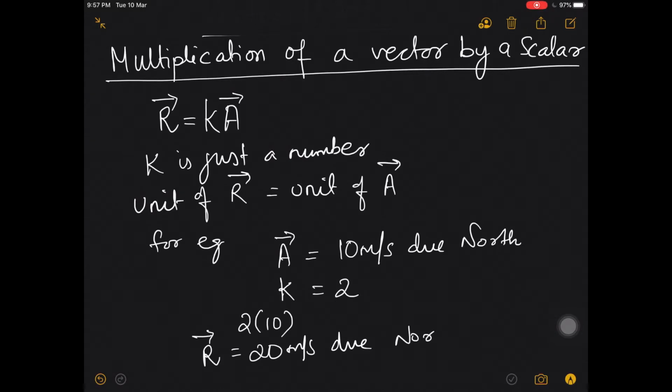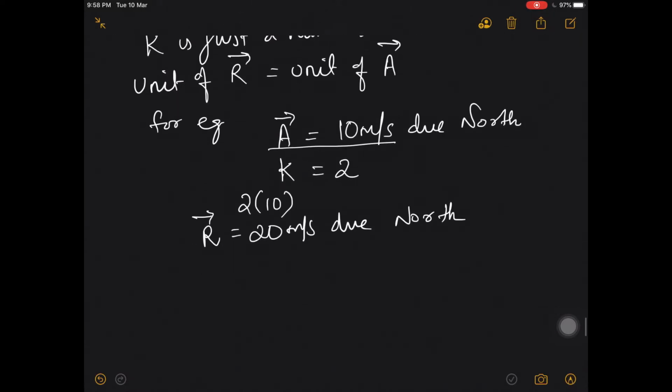So you can make out from this that the unit of vector A and the unit of vector r are going to be the same, because your k is just a number and not any physical quantity. But there can be another example. Say this was example 1. Take another example, example 2.